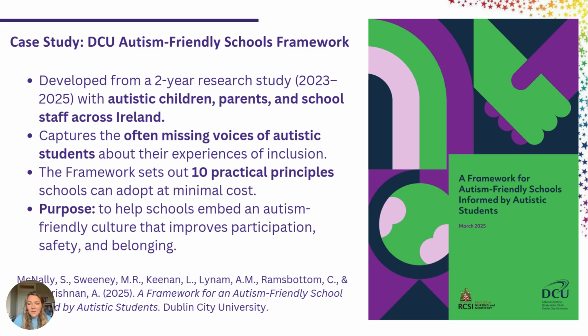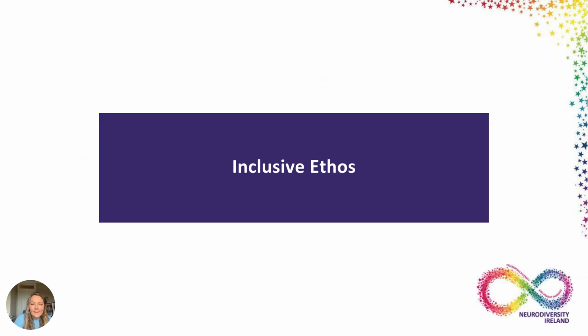I think this framework, if you read the document, is really nicely laid out. It sets out 10 practical principles that schools can adopt at minimal cost. The purpose is to help schools embed an autism-friendly culture that improves participation and belonging for everyone. So we'll start with inclusive ethos.